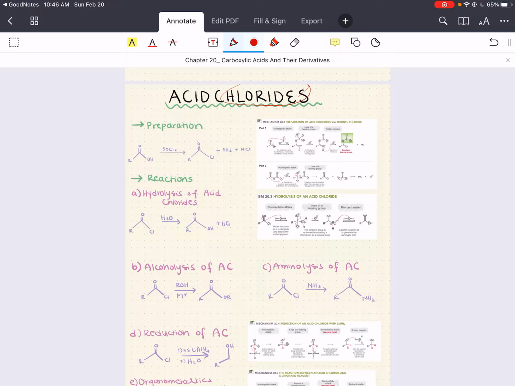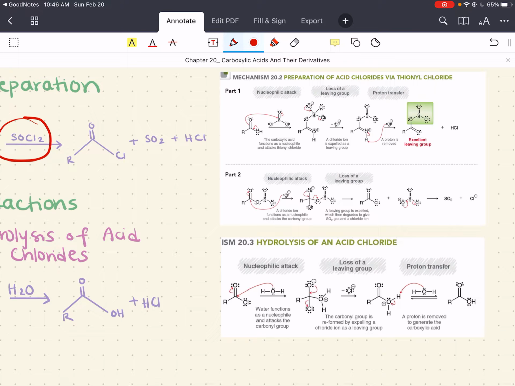We're going to focus on acid chlorides here as an example, okay? Now, acid chlorides can be prepared by treating a carboxylic acid with thionyl chloride. That's SOCl2 here. The mechanism really has two parts. The first part converts your oxygen group, your OH group, into a better leaving group, which is accomplished in 3 steps. That's nucleophilic attack, loss of a leaving group, and proton transfer to form this better leaving group.